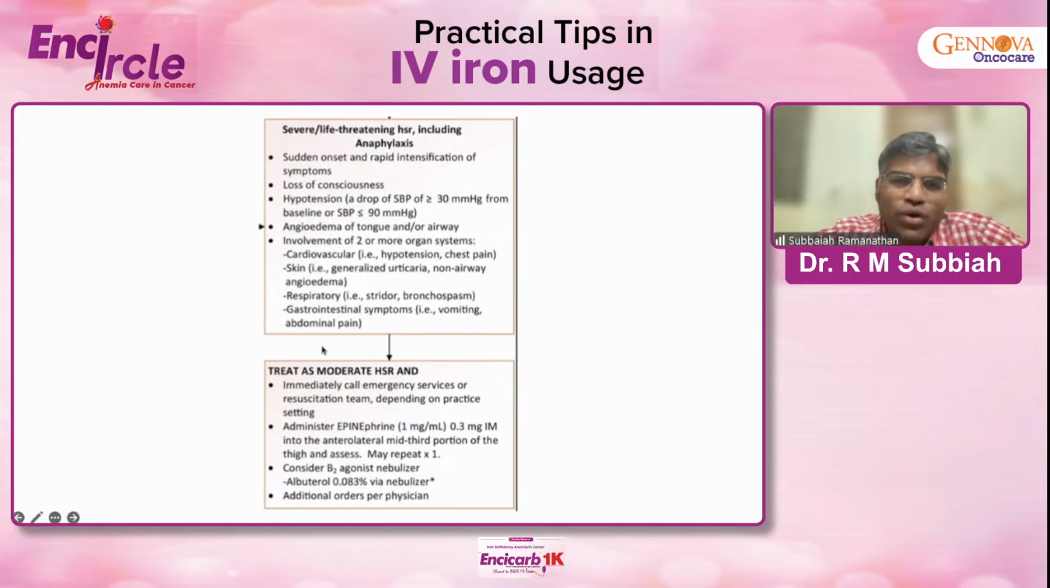Those are the clues for anaphylaxis, and treat as moderate hypersensitivity reaction. You do all the things whatever has been done for moderate in the form of stopping the iron, IV fluids, hydrocortisone, and then ondansetron, and second generation antihistamine. Along with that, you can give some adrenaline, 0.3 milligrams IM into the mid thigh, or subcutaneous 1 in 1,000, and then you can give some beta 2 agonist nebulizer like salbutamol.